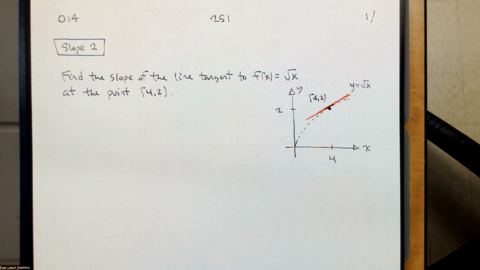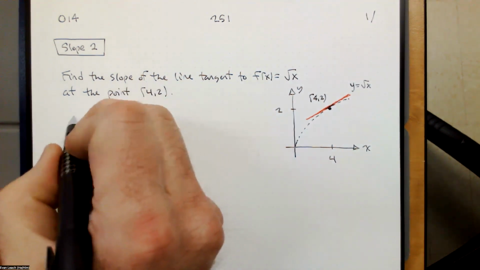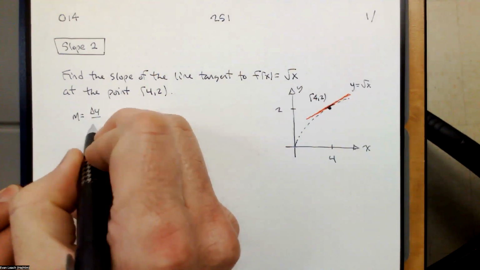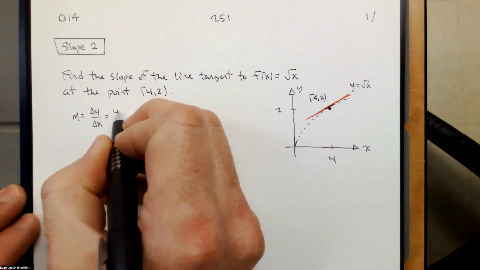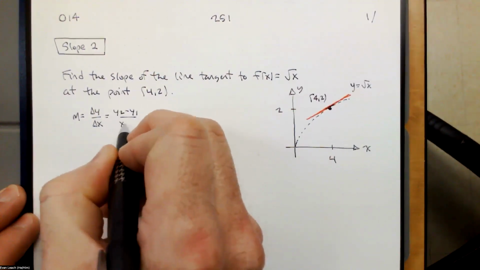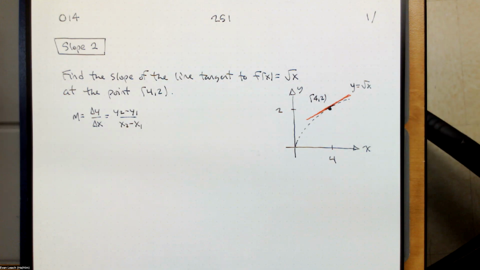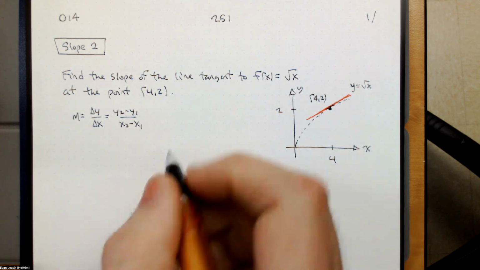To review the problem that came up yesterday, the problem with trying to make this calculation is that slope wants 2 points. The slope formula is change in y divided by change in x, or y2 minus y1 over x2 minus x1. So the problem is the slope formula wants 2 points, but we've only got 1 point.